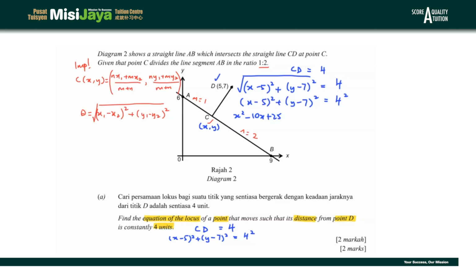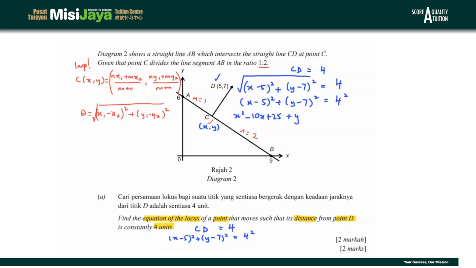So algebraic expression is very important. You need to know how to expand and how to factorize. All this you learned when you were in Form 1. Algebraic expression is a Form 1 chapter. So if you're weak in algebraic expression, please do more practice on this chapter.